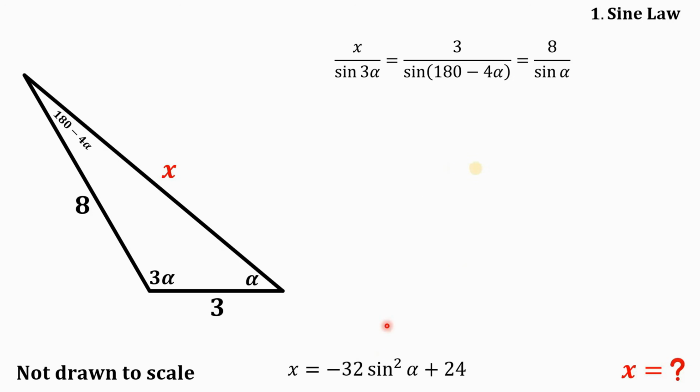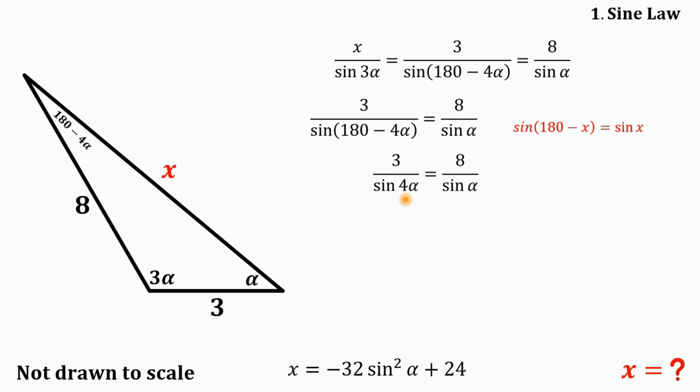Now, let's set aside this result. In order to find the value of sine squared alpha, we will use this equation, 3 over sine of (180 degrees minus 4 alpha) equals 8 over sine alpha. Now, we have another identity. If we have sine of (180 degrees minus x), this is just sine of x. In short, sine of (180 degrees minus 4 alpha) is just sine of 4 alpha.